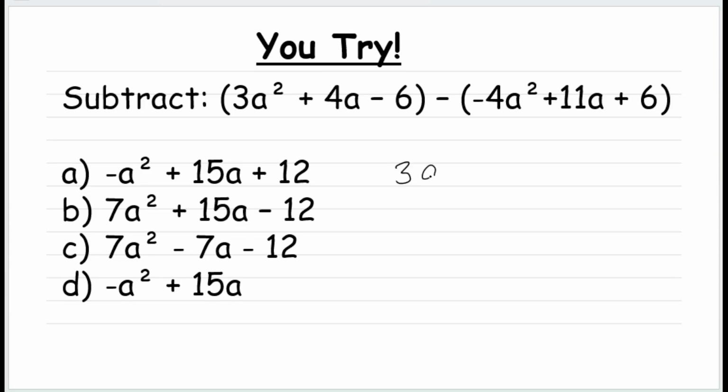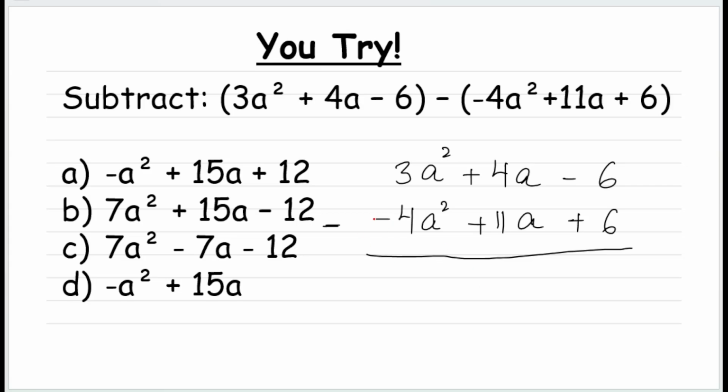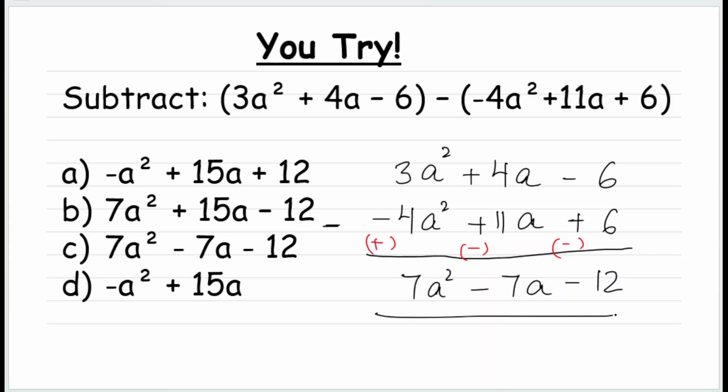For here, let me use the vertical method. 3a square plus 4a minus 6, and let's put minus 4a square plus 11a plus 6 here, and because they are being subtracted, let's change the signs. This minus will become plus, plus will become minus, and this plus will also become minus. So now minus 6 minus 6 minus 12 plus 4 minus 11. So what is negative 11 plus 4? It's negative 7a, and 3 plus 4 is 7a square. So 7a square minus 7a minus 12, and so my answer is C part.